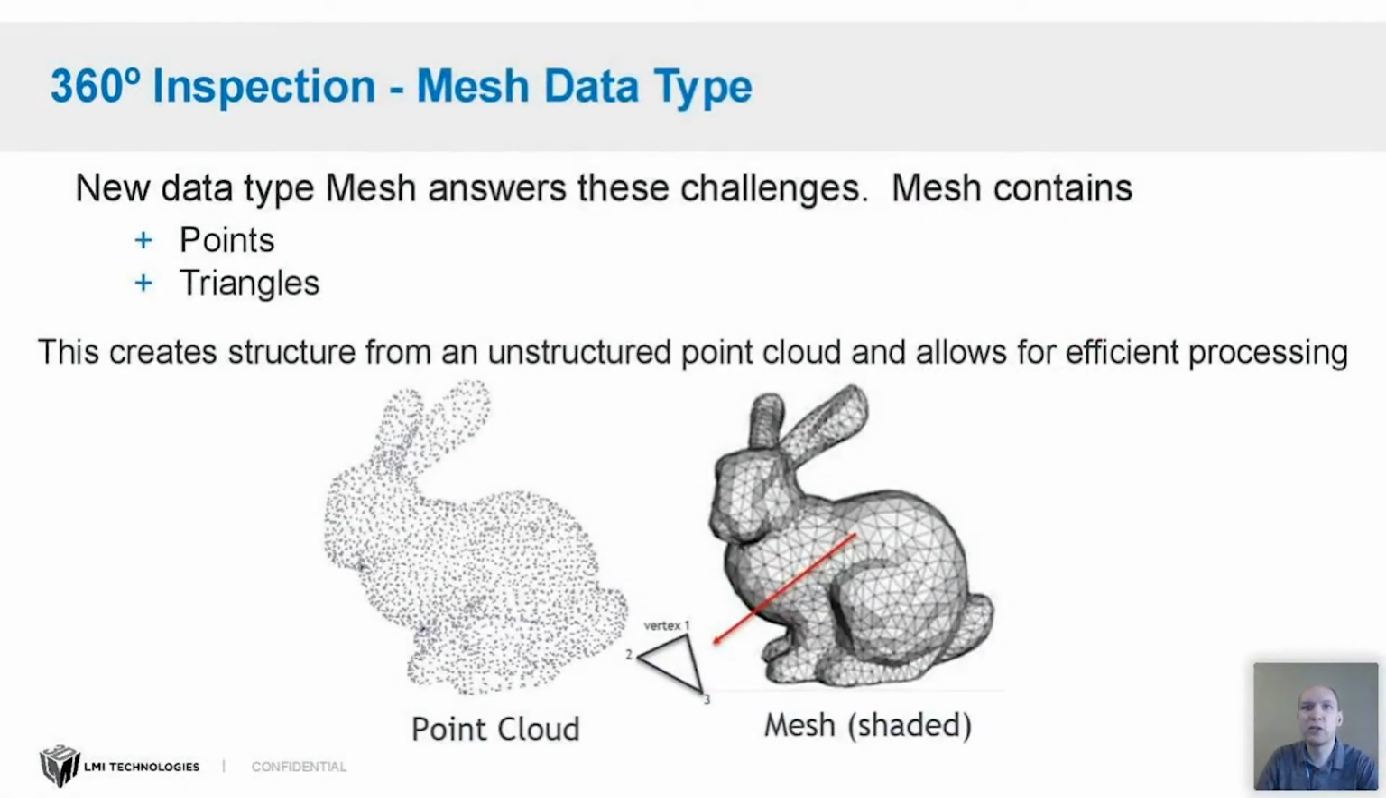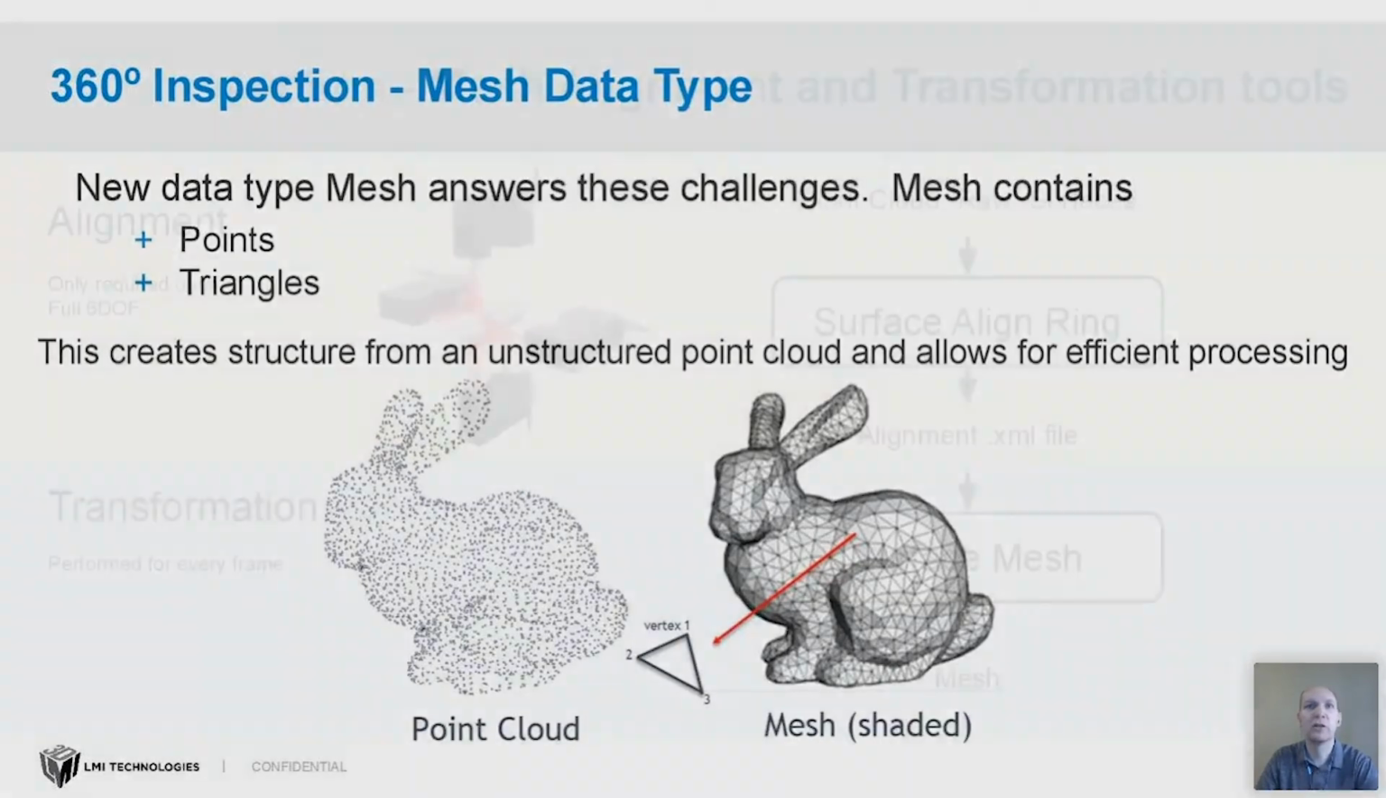So we are introducing a new data type. This new data type answers these challenges. It contains not just the points that you've scanned, but also triangles that relate those points together. So the huge benefit here is that now the data has been organized. We've created some structure from that unordered point cloud, and now running algorithms to analyze that data and perform measurements is a lot more efficient, and we can now do things in a lot quicker times, and give you the measurement results that you expect from all angles, because now we've built up that mesh.